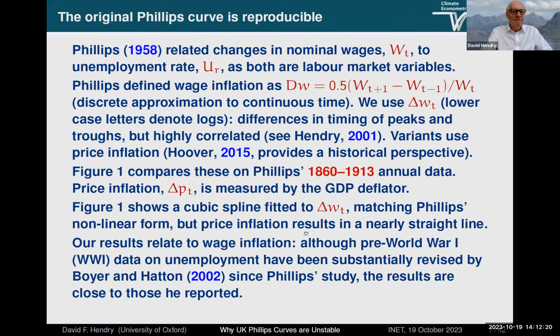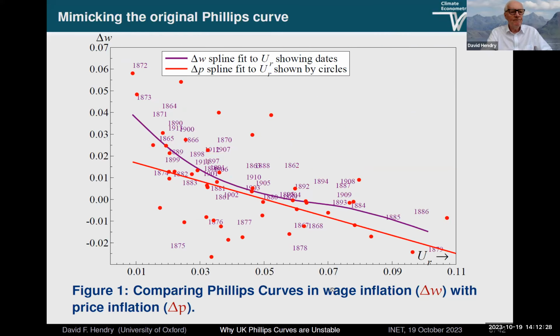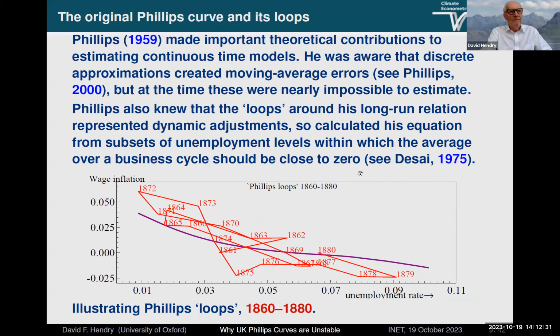So this cubic spline is kind of an attempt to match Phillips' nonlinear form, but price inflation, even by a cubic spline, looks like a straight line. Now, Bill at the time was making important theoretical contributions to estimating continuous time models, and was aware that discrete approximations of the kind he used created moving average errors, which is precisely why Pravin and I were working on them. But at the time, they were nearly impossible to estimate. He also knew that the loops around his long-run relation represented dynamic adjustments, so his equation was static. He didn't attempt to compute standard errors or anything around it.